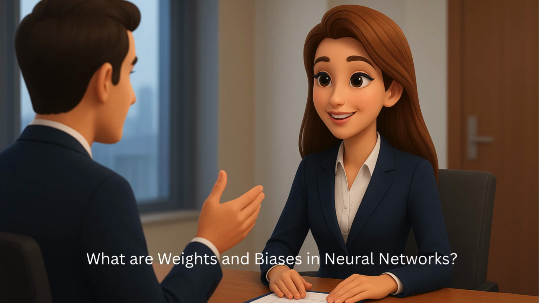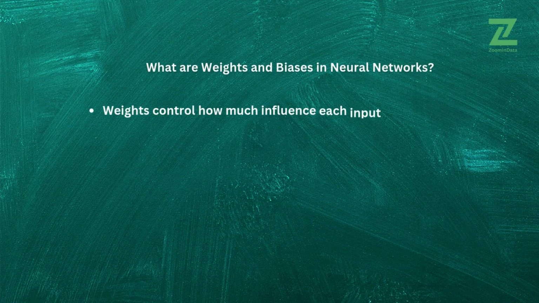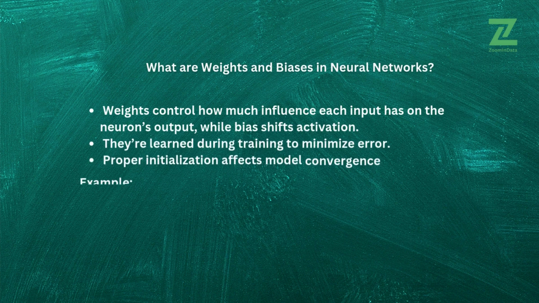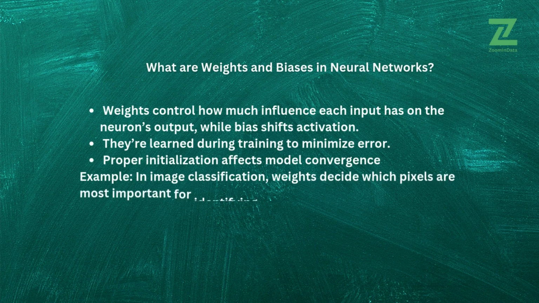What are weights and biases in neural networks? Weights control how much influence each input has on the neuron's output, while bias shifts activation. They're learned during training to minimize error. Proper initialization affects model convergence. Example: in image classification, weights decide which pixels are most important for identifying cat versus dog.